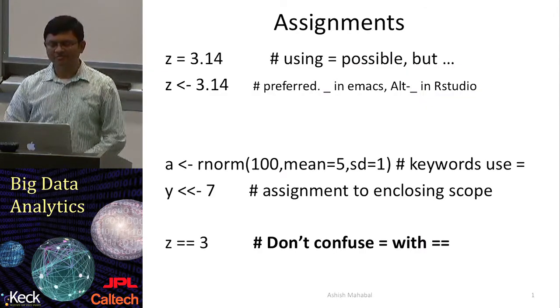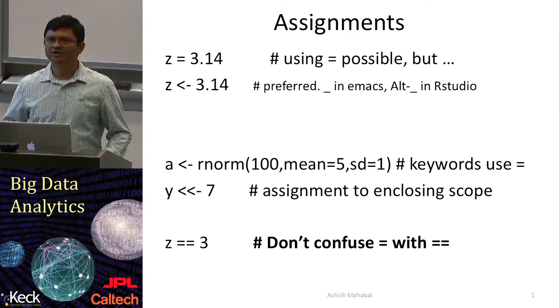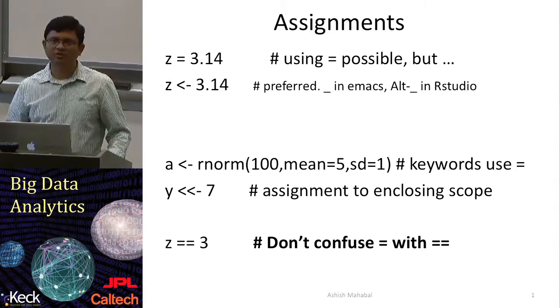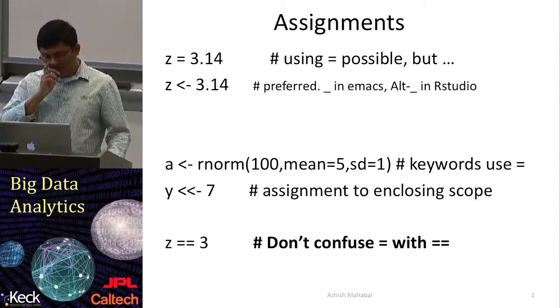We saw last time that you can use the less than arrow and dash to do the assignment, as is shown in the second line here, and that is what is preferred. So here we show that you are assigning 3.14 to z. As we said before, doing z equal to 3.14 is also possible, but you should at best avoid that. And there are a couple of good reasons for that.